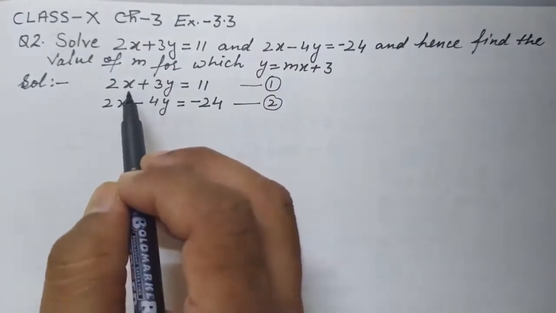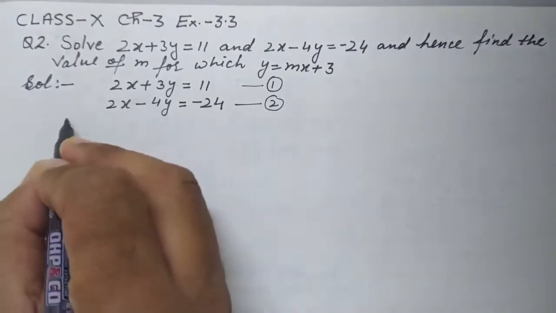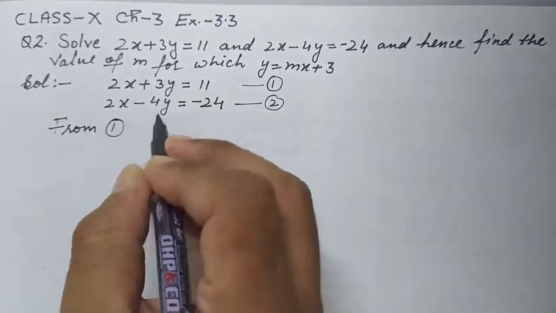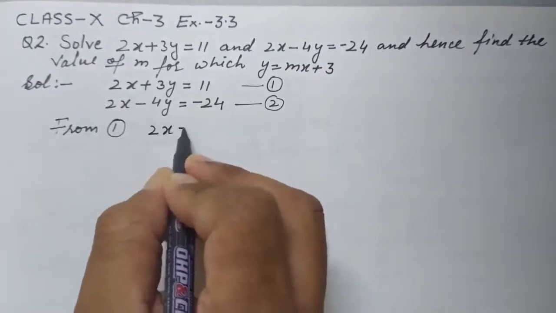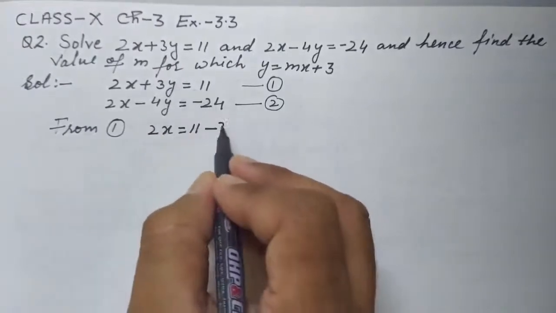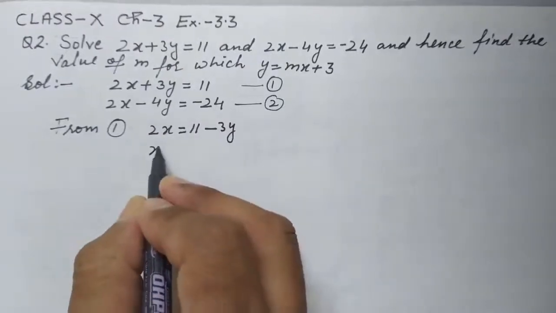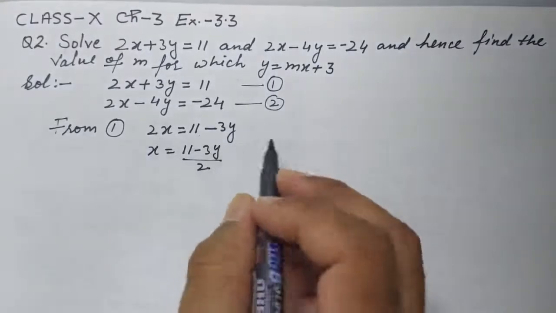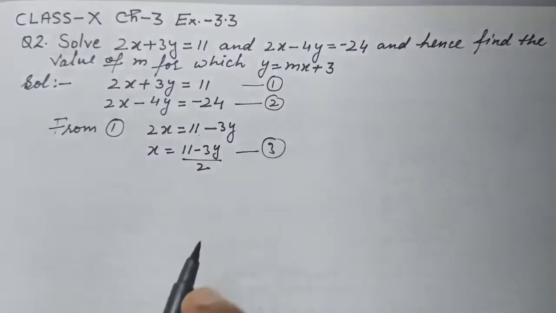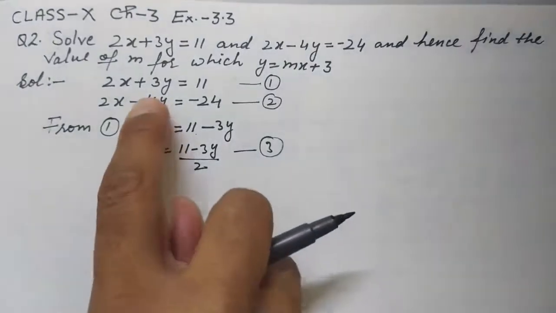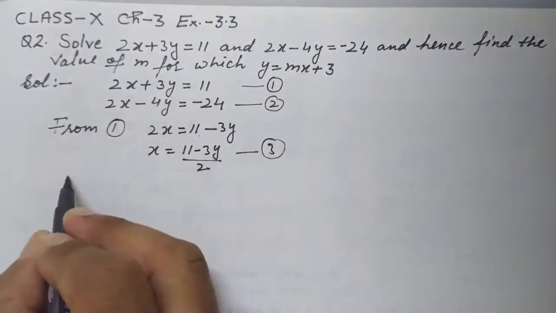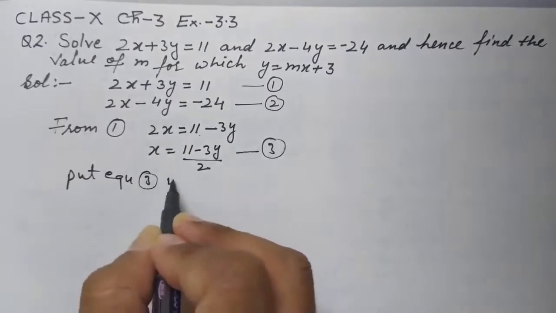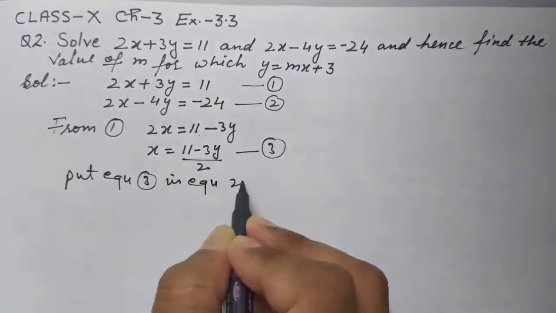So from the first equation I am taking the value of x. From 1 I get 2x is equal to 11 minus 3y, which will go to the right hand side. So from here you can say x is equal to (11 minus 3y) over 2. This 2 will go in the denominator. Suppose this is equation number 3. Now I'll fill this equation 3 in equation 2.